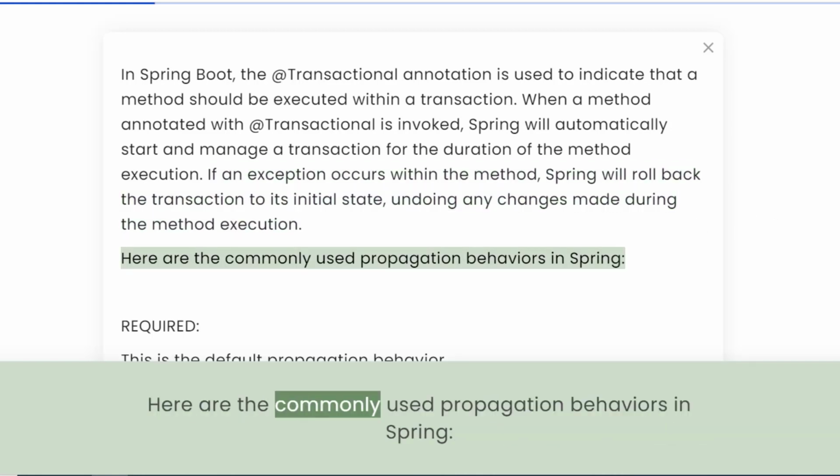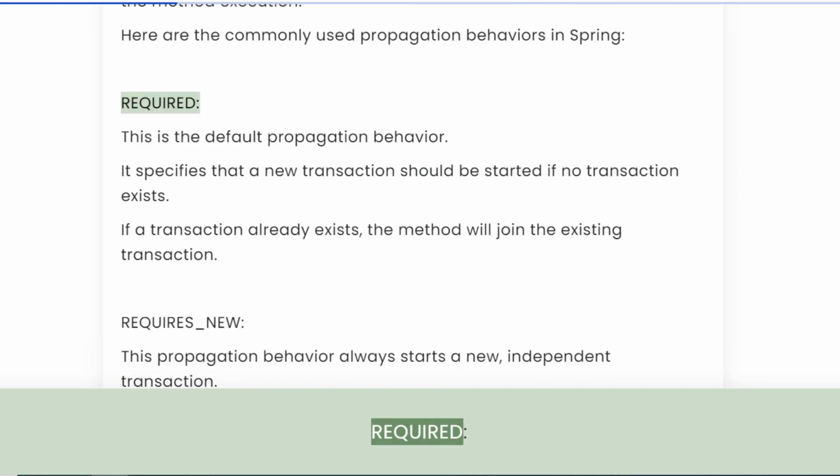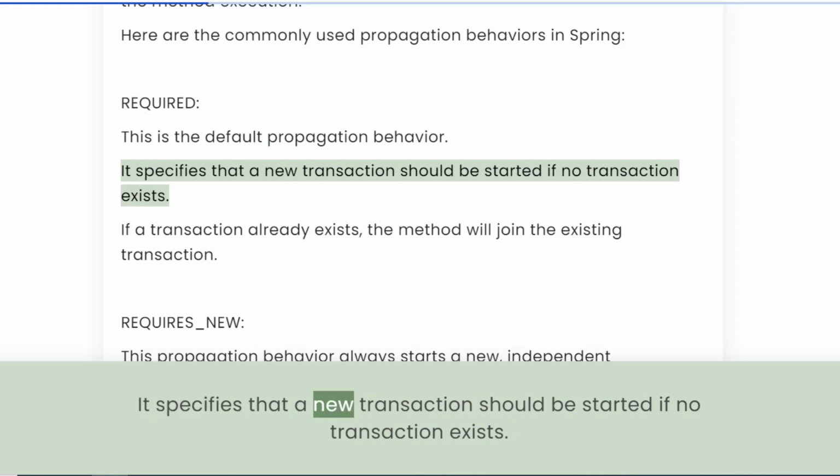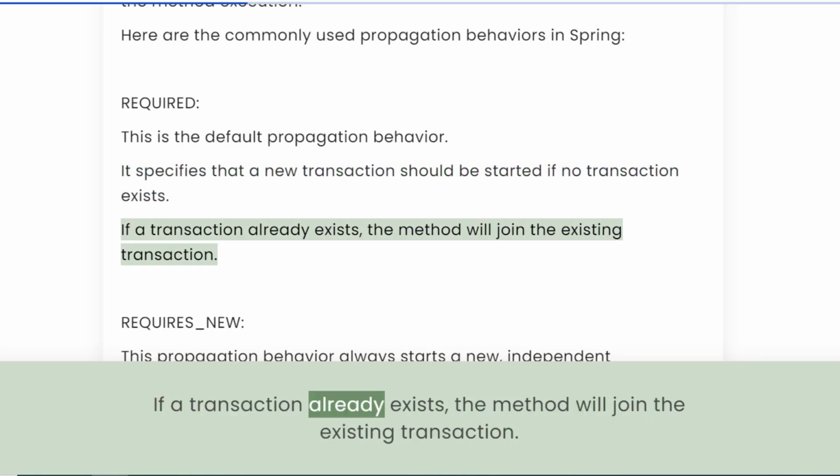Here are the commonly used propagation behaviors in Spring. Required. This is the default propagation behavior. It specifies that a new transaction should be started if no transaction exists. If a transaction already exists, the method will join the existing transaction.